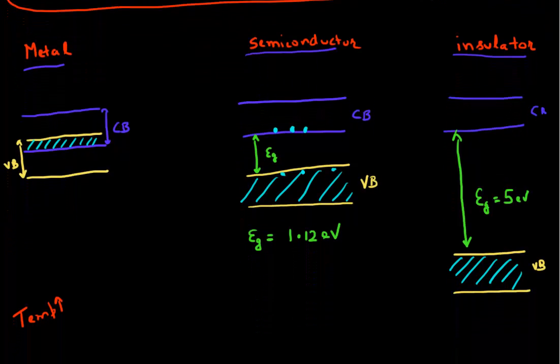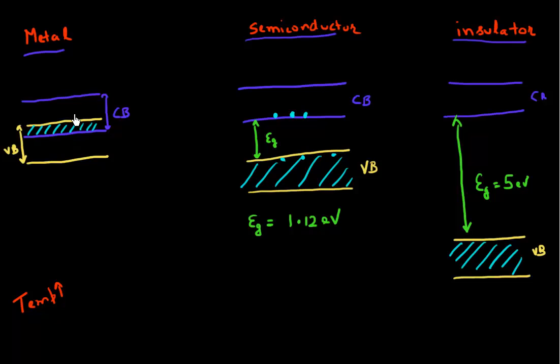And so then you think, what will happen if you vary the temperature in a metal, what would happen if you vary the temperature in a semiconductor, and what would happen if you vary the temperature in the case of an insulator? So let's say you are varying the temperature from room temperature, which is 300 Kelvin, up to let's say 100 degrees centigrade or 400 Kelvin.